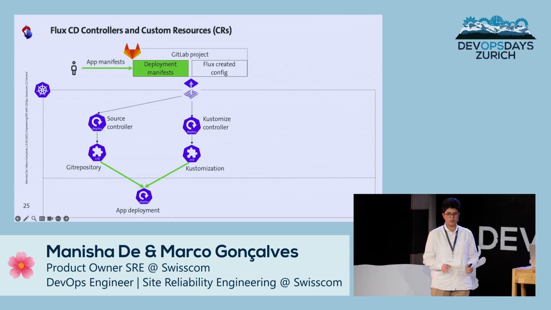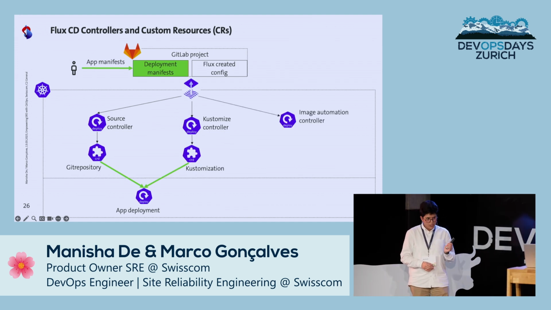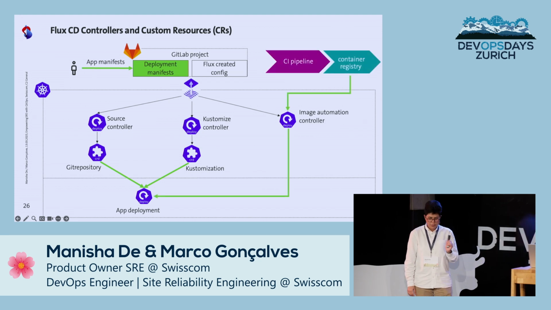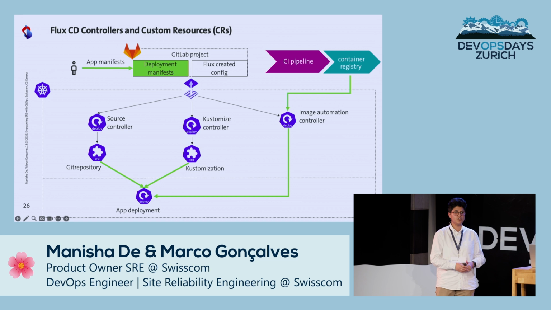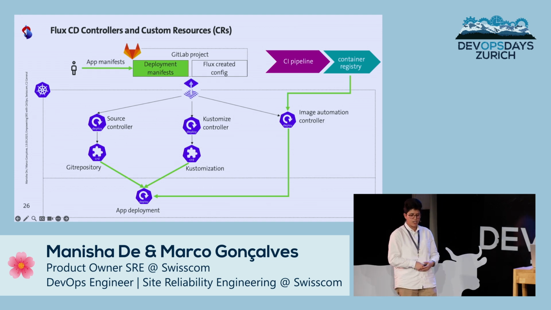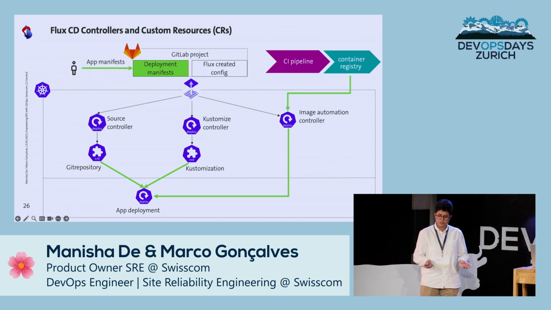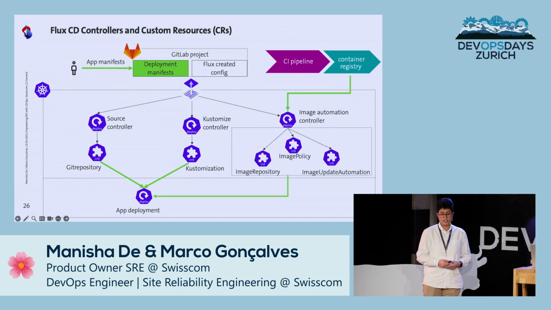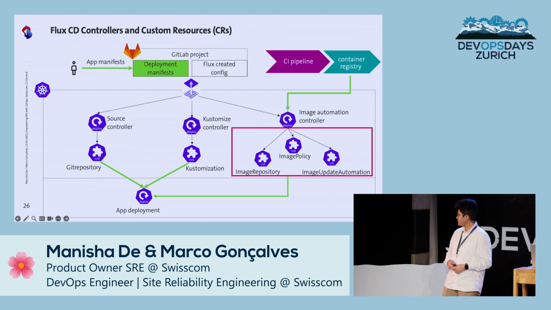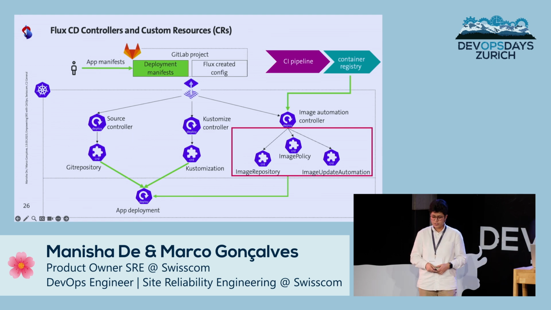But is that all? Probably not. We still have a missing link here, and that's the part where we release a new version of my application, now available on the container registry, but someone has to keep looking for it and thereby apply it. So this is where the image automation controller now comes into effect. And it, of course, is also responsible for the reconciliation of a few custom resources.